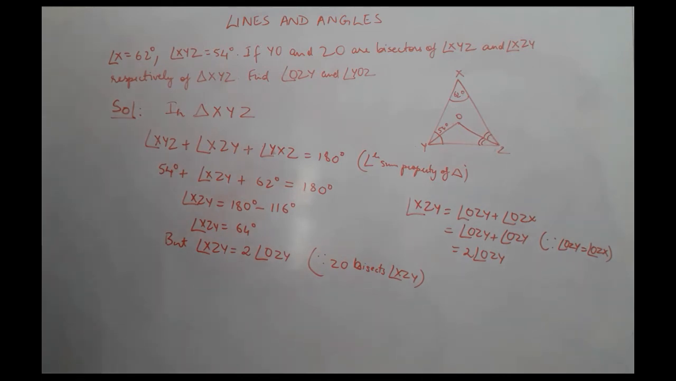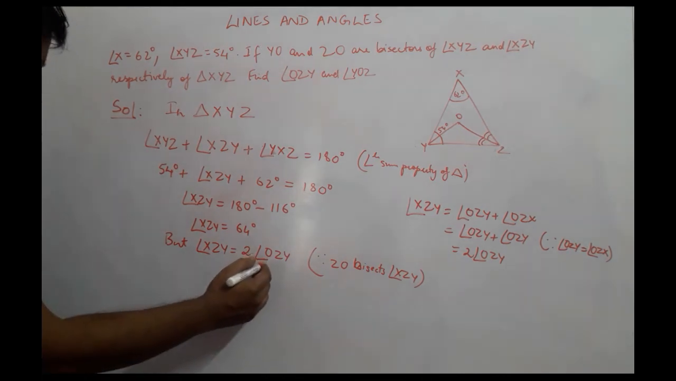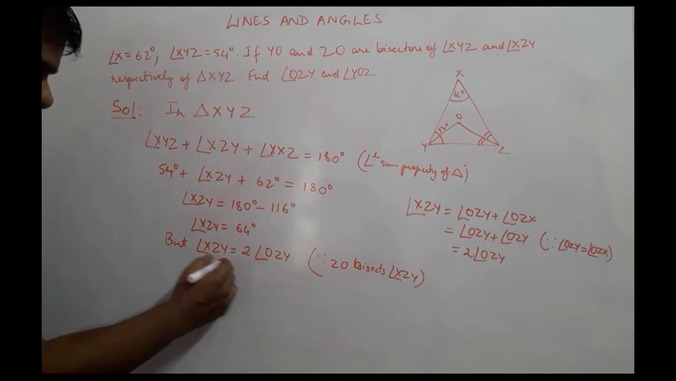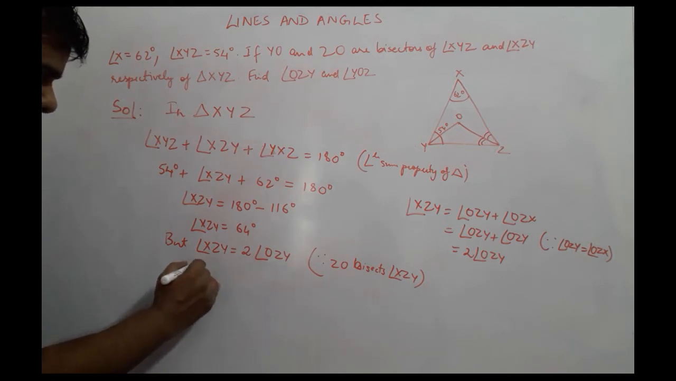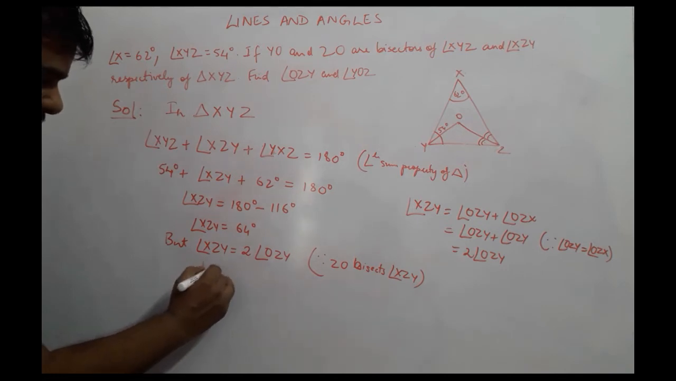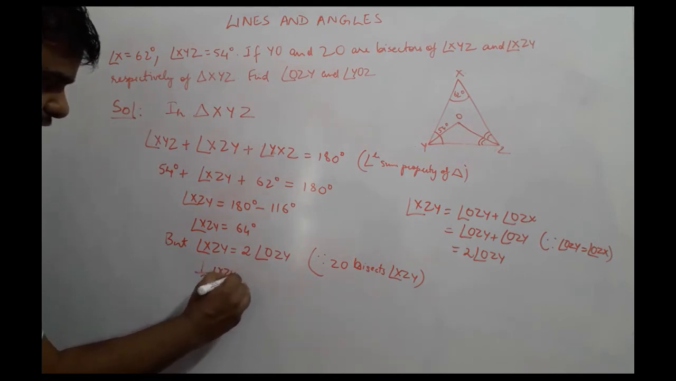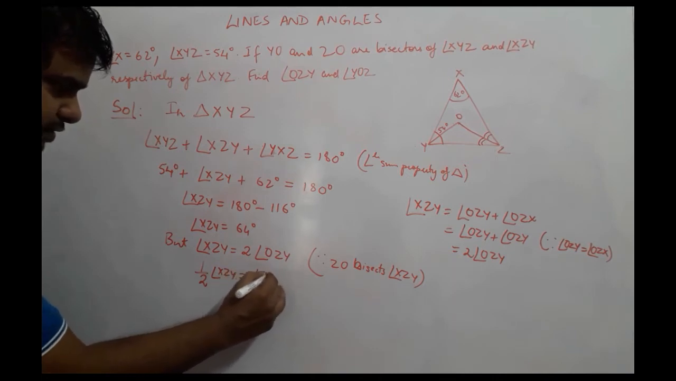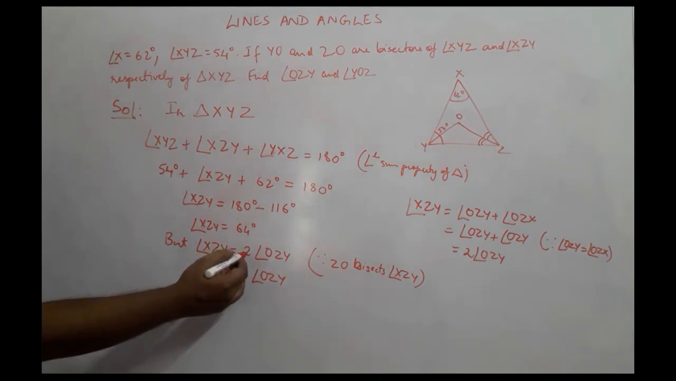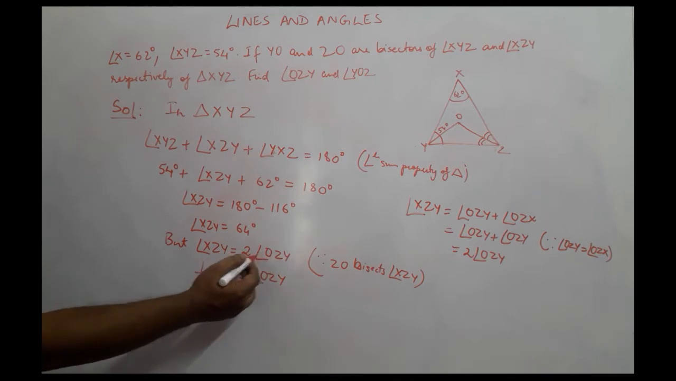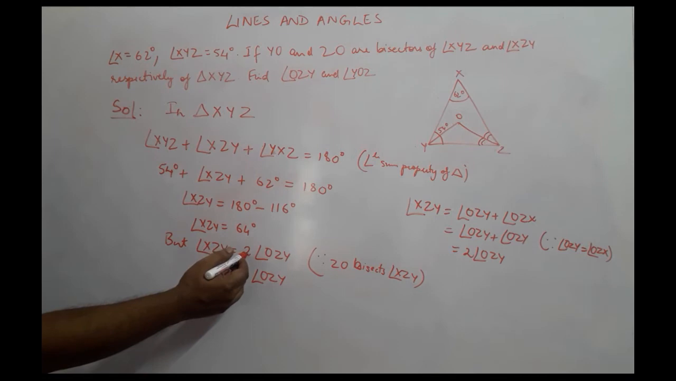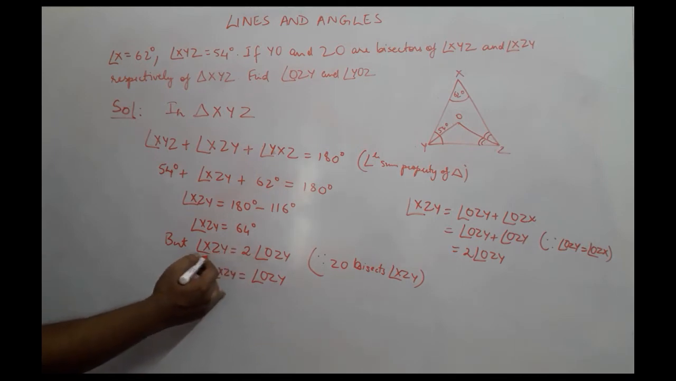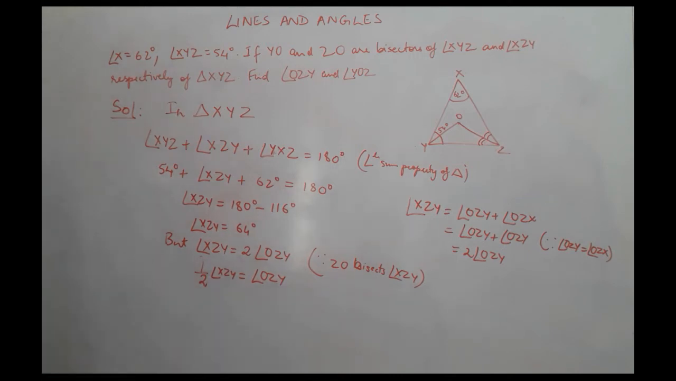Got it? Now we can write angle OZY as half of this angle. So half of angle XZY is equal to angle OZY. I brought this 2, which is multiplied, to the other side of the equal sign, and because it is multiplication it becomes division, so XZY upon 2. So we can write it as half.